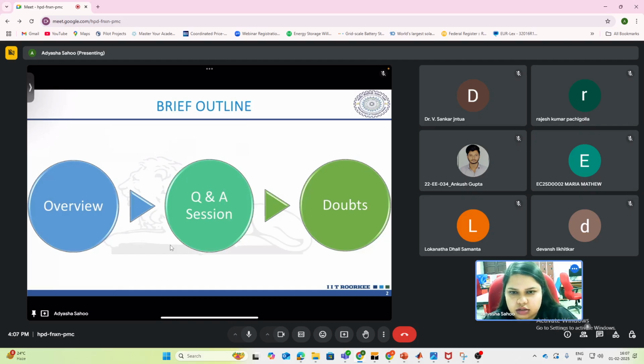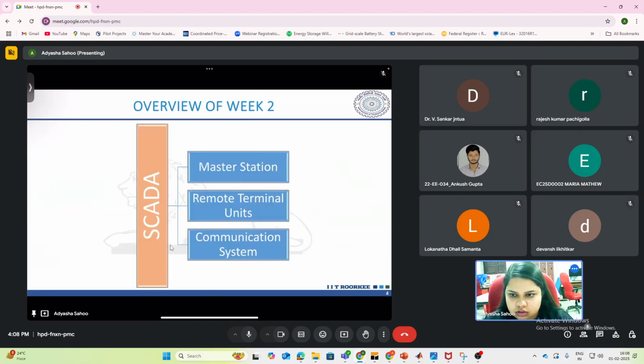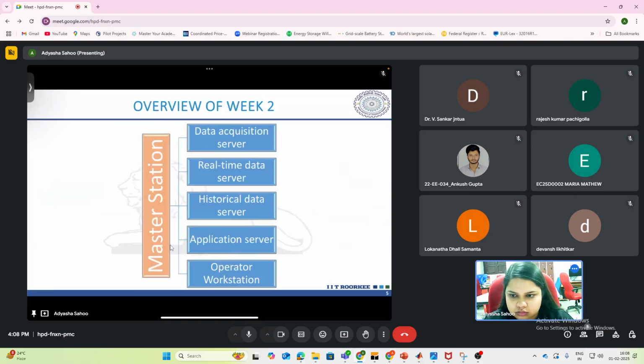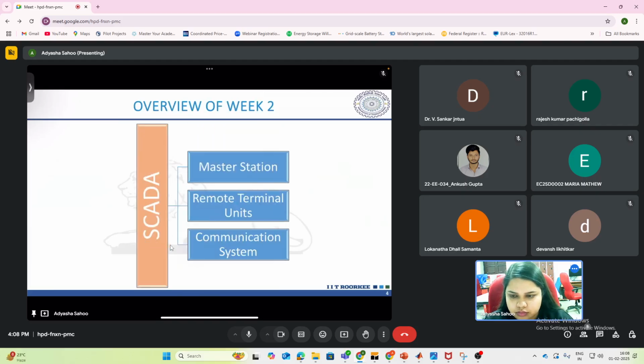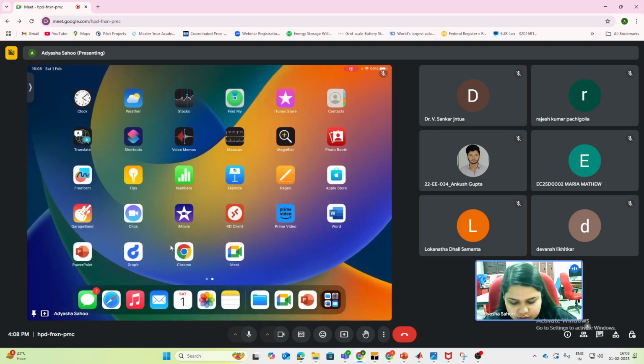I think the screen is stuck on the previous one. Just give me a second. I think it will resolve. I think I'll just stop sharing and reshare once again.